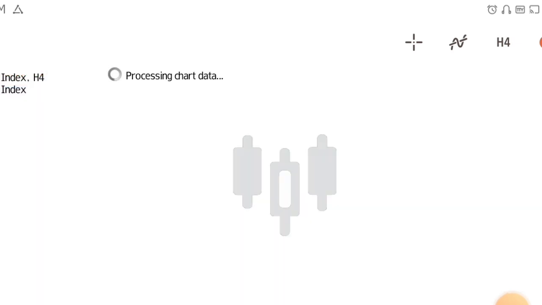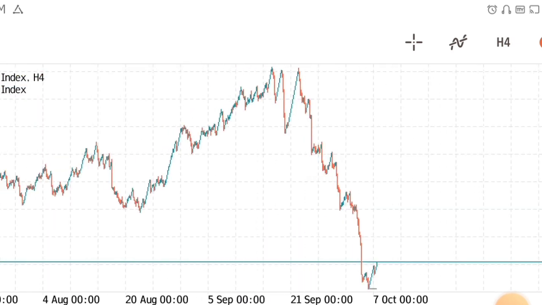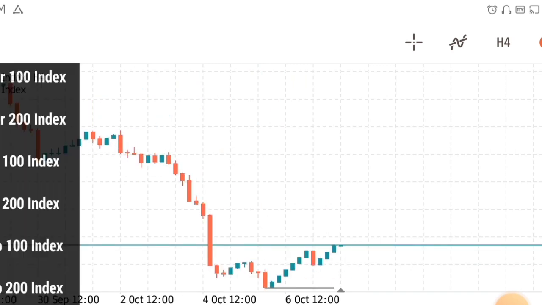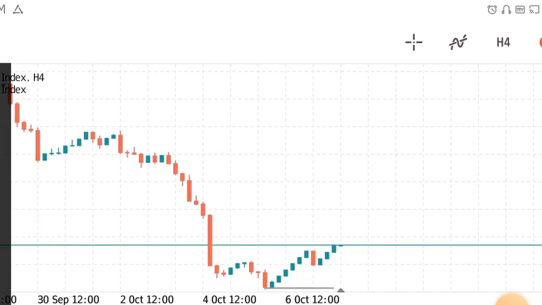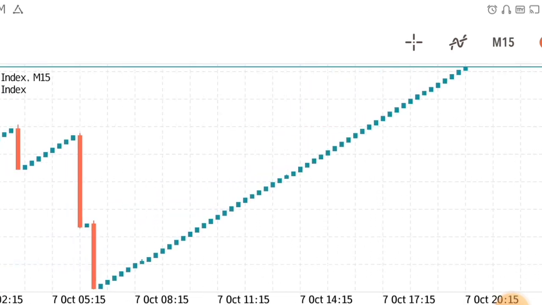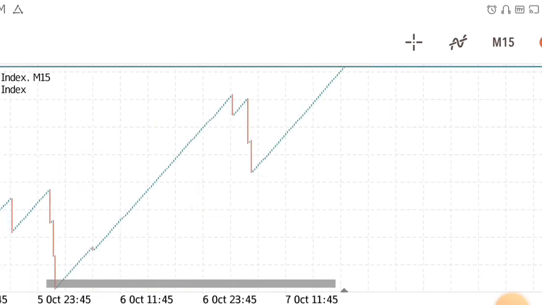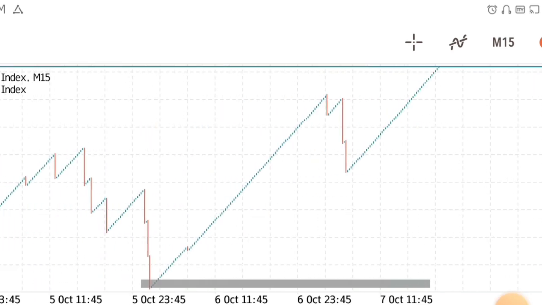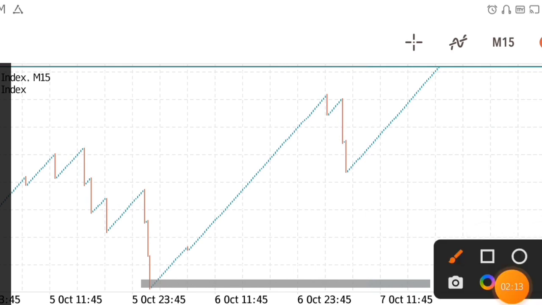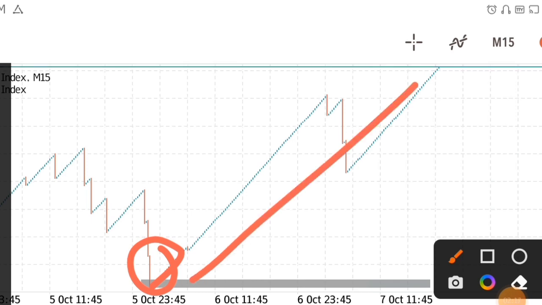Look at Dump 100 index here. Look at the market movement of this Dump. Let me move down to the 15 minutes time frame. Look at the market movement. If you trade on Deriv, you know that their market movement is just like the Boom and Crash on Deriv. So imagine that you enter this trade here. You'll be making all these pips for yourself.